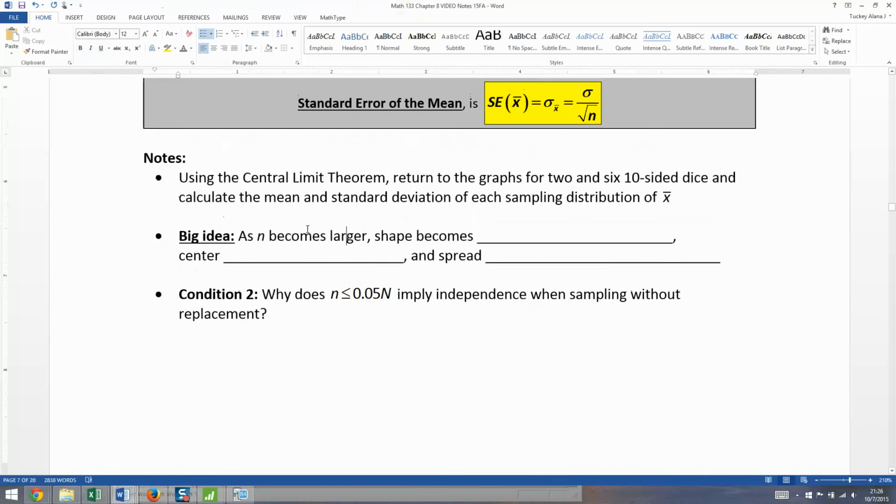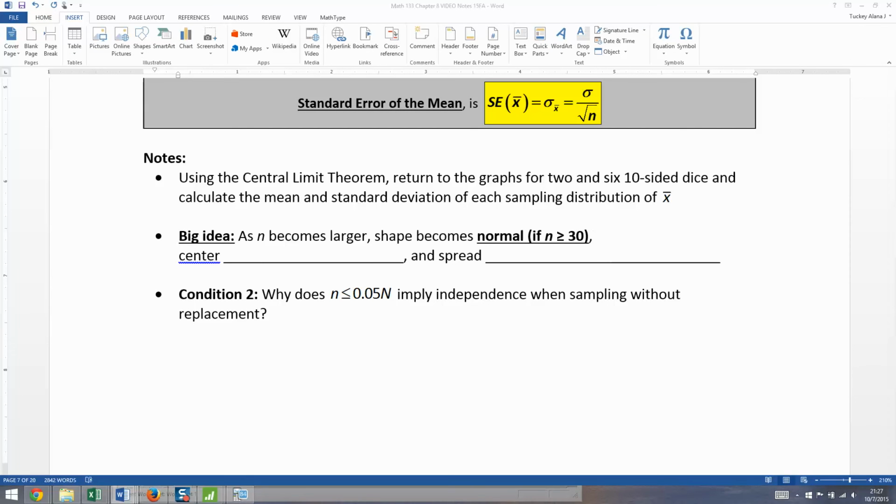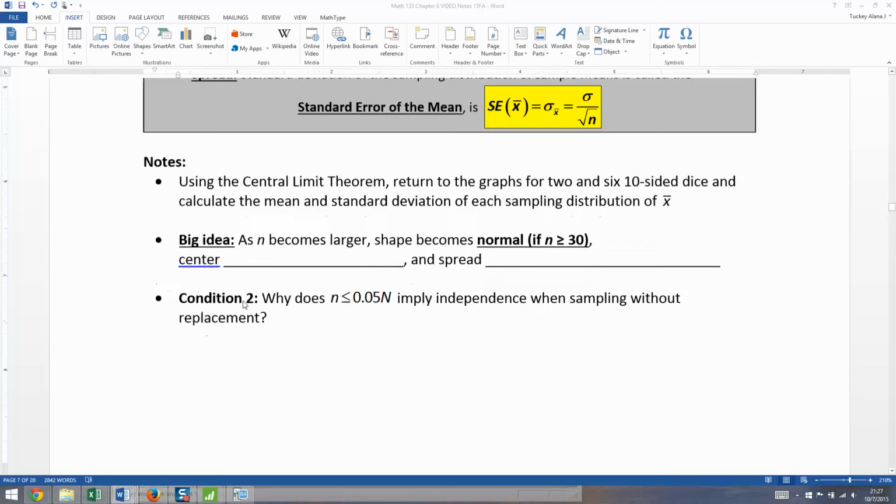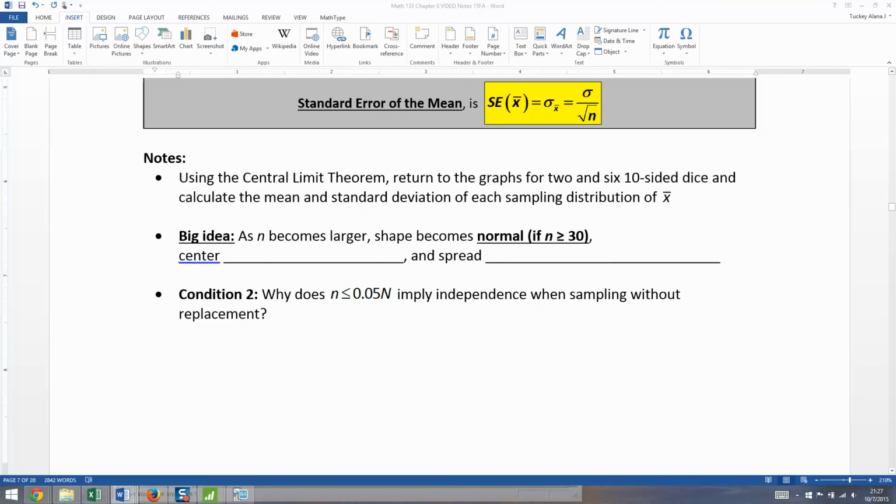Okay, so as n becomes larger, our shape becomes more normal, if it wasn't normal to begin with. It becomes normal as long as n is greater than or equal to 30. There we go. The center becomes mu. Well, it was mu anyway, but it's even more so mu. That doesn't change no matter how large your sample size is. It stays consistently at mu.